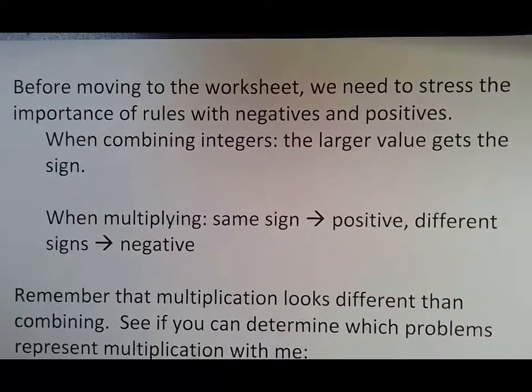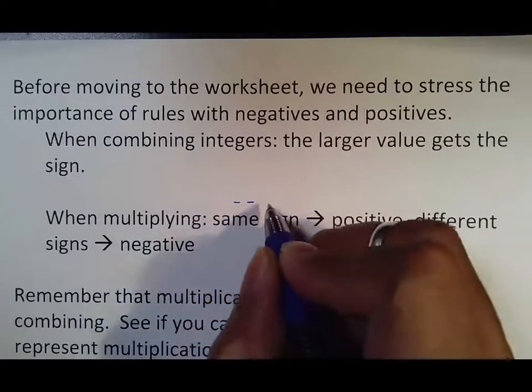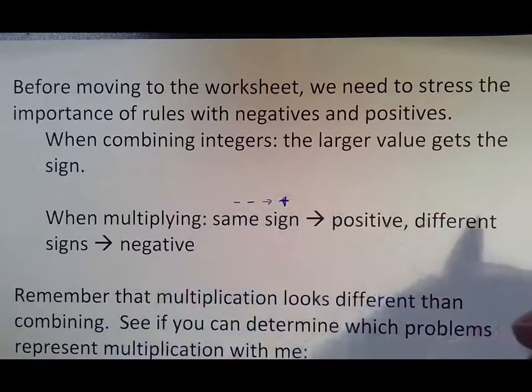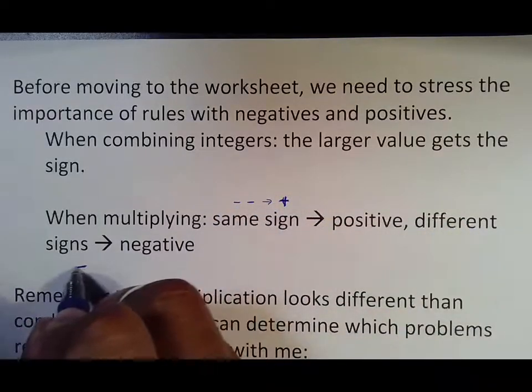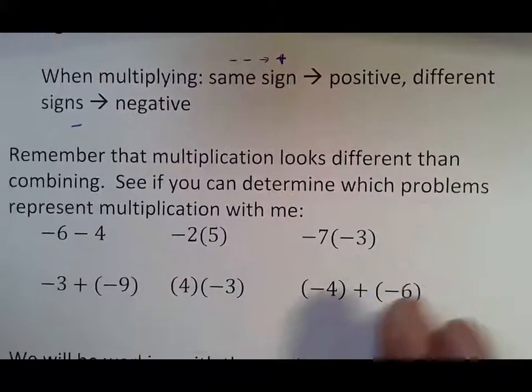So before we close this video out, we do need to stress the importance of rules with negatives and positives. When you're combining integers, which is addition, subtraction, the larger value gets the sign. But when you're multiplying, the same sign makes it positive, different signs makes it negative. Or if you say it's a negative and a negative, remember that 2 negatives lead to a positive because they stack up. Or if the signs are different, that means there's only 1 negative, so it'll be negative. However it is, the key thing is making sure you've got it.